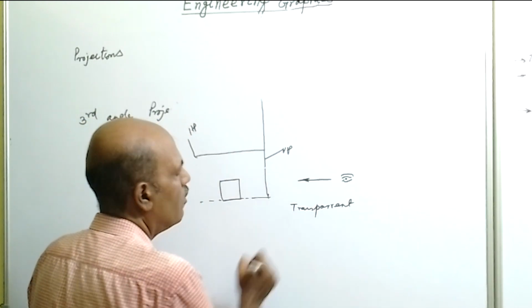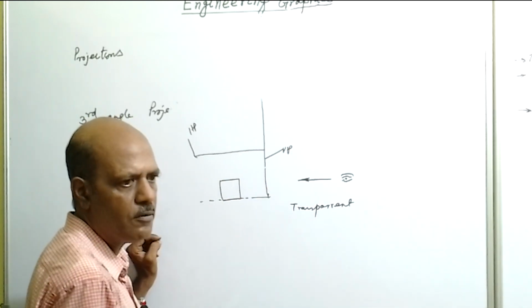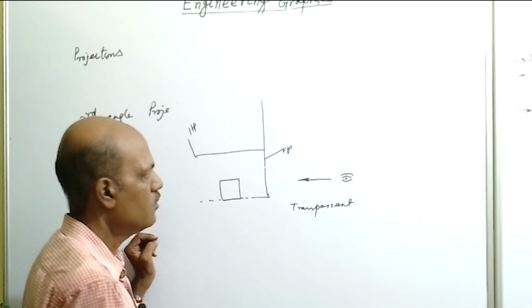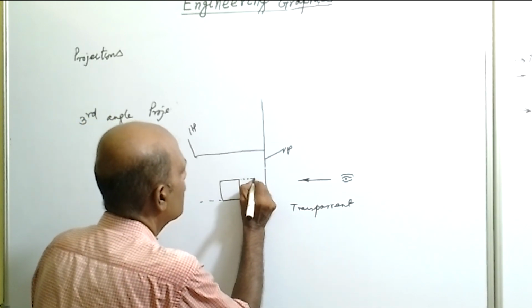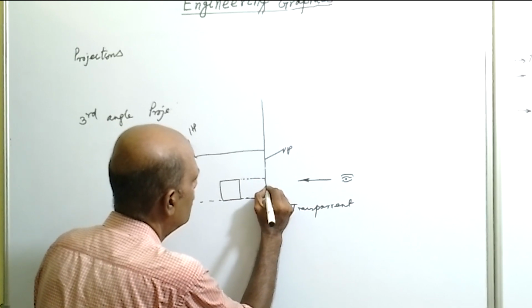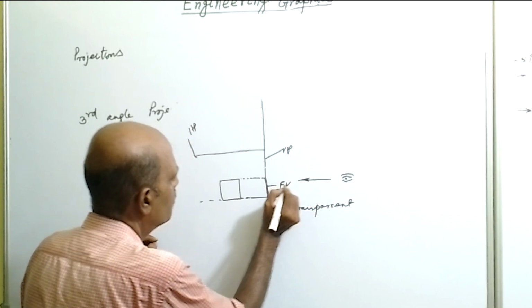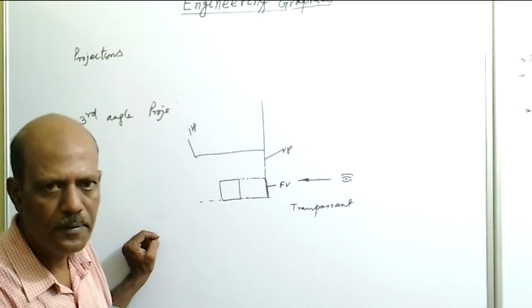So if the observer looks at the object from the right, and this is a transparent projector, the observer will look at the object. So this will be your front view. In a two-dimensional figure I am showing it.